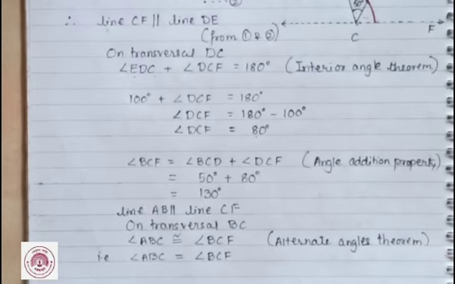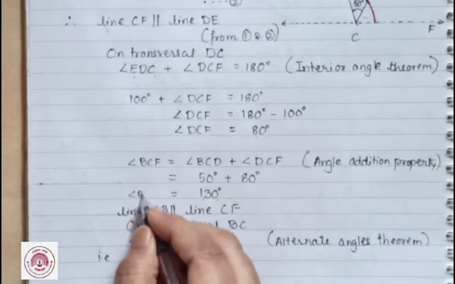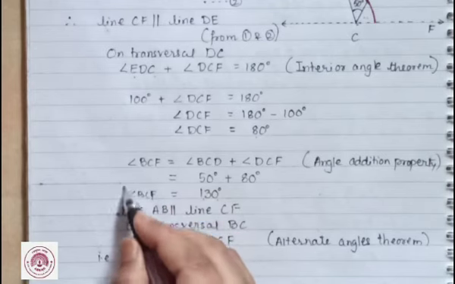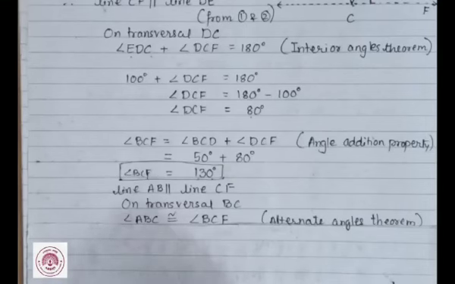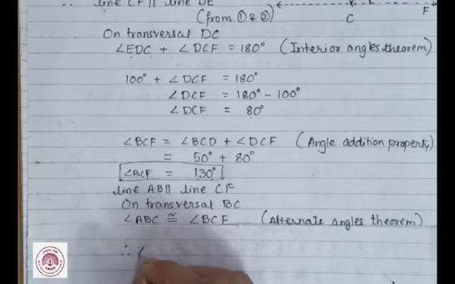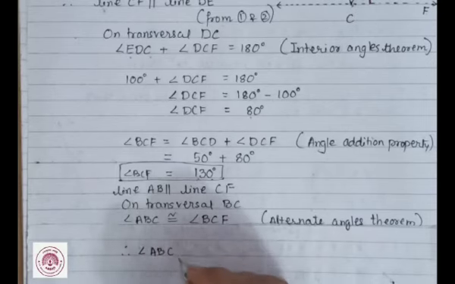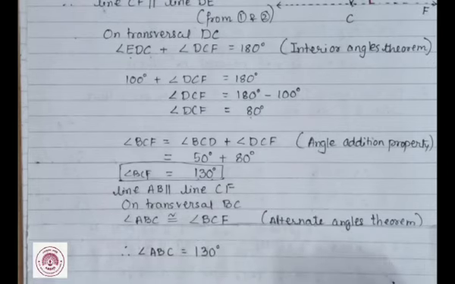Now we know angle BCF equals 130 degrees. Here angle BCF we already found and its value is 130 degrees. Therefore angle ABC is equal to 130 degrees. Hence we got the value of angle ABC.